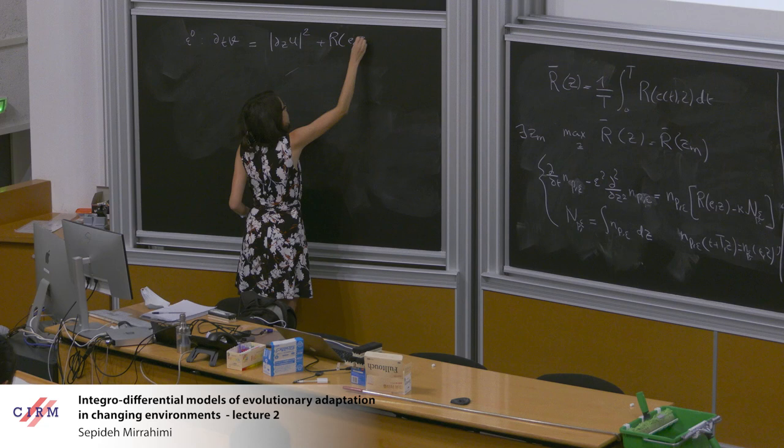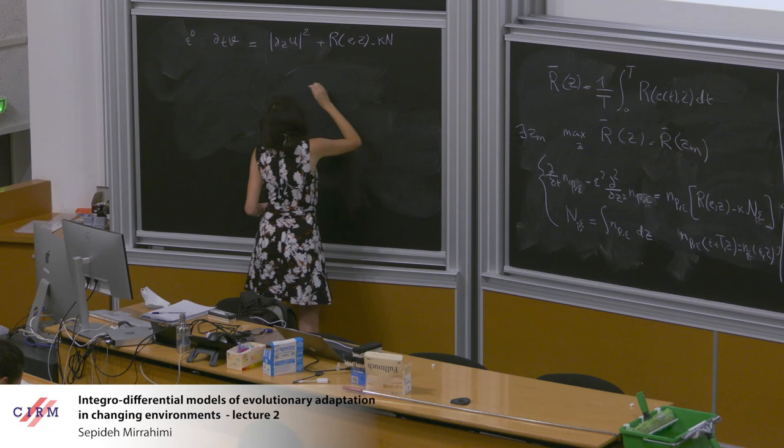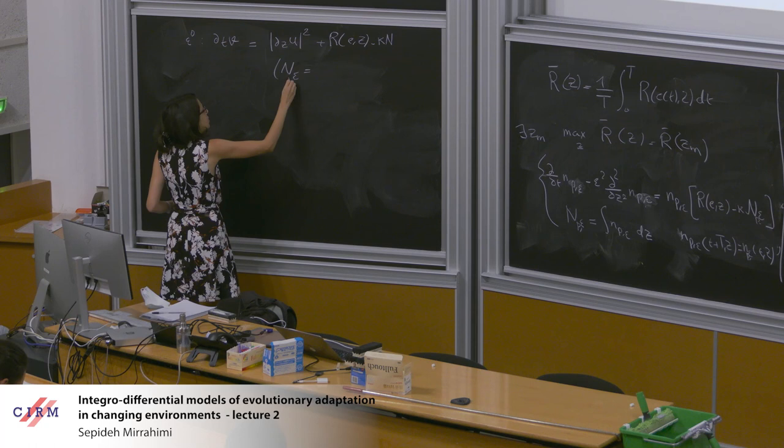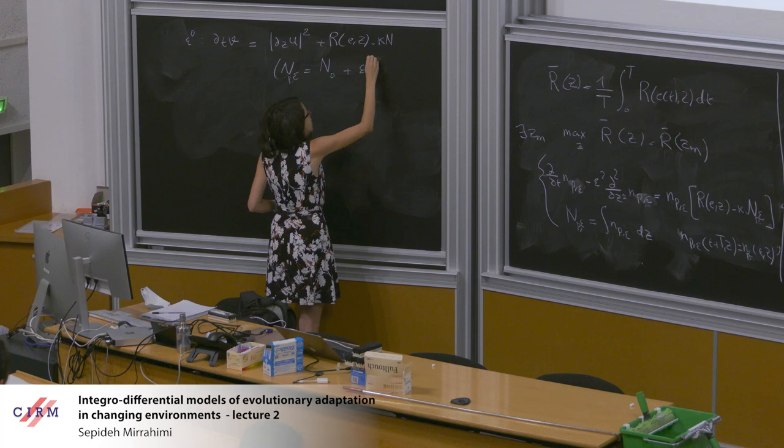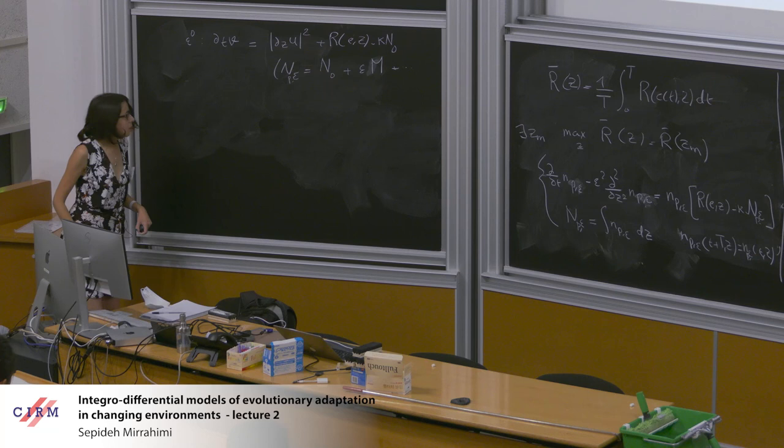And we will also assume that we have an asymptotic expansion for N, the capital N. Okay, so this was NP epsilon. We assume that this is equal to N0 plus epsilon K, epsilon, let's say M. Okay?